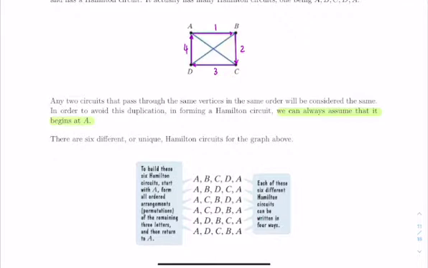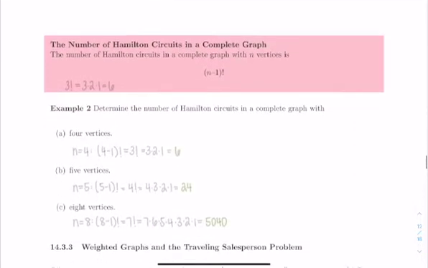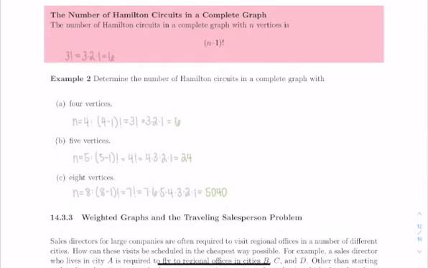So to find the number of Hamilton circuits in a complete graph, we have a formula. If our complete graph has n vertices, we can plug it into n minus 1 factorial. What factorial means is we would multiply every number down until 1. For example, if I plugged in 3 factorial, that means I'm multiplying 3 times 2 times 1. So you just take the number and multiply it by every number less than it until you hit 1.